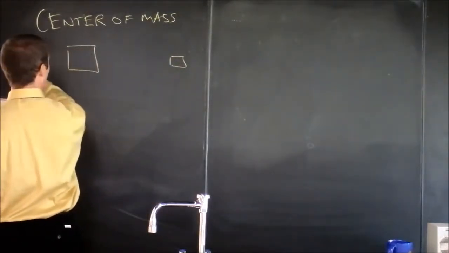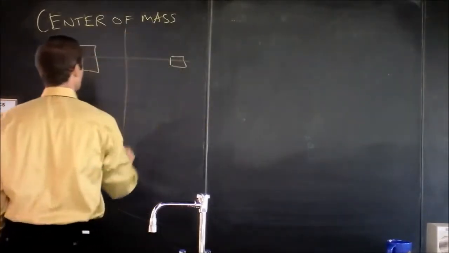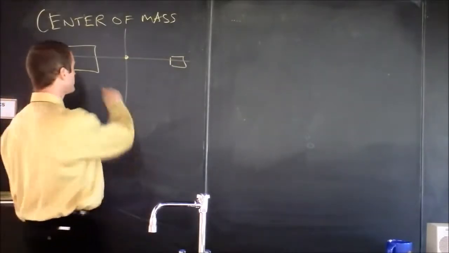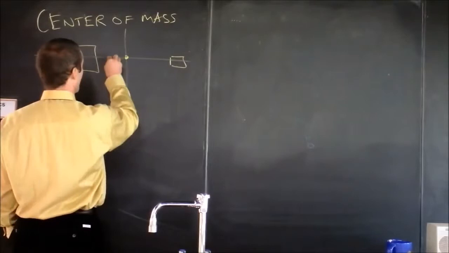If I draw a coordinate system, we could draw a coordinate system like right here, for instance. Do you think the center of mass is right here at the origin? I don't think so. There seems to be more mass over on the left side, so we're going to have to say the center of mass is somewhere over here, or maybe over here.